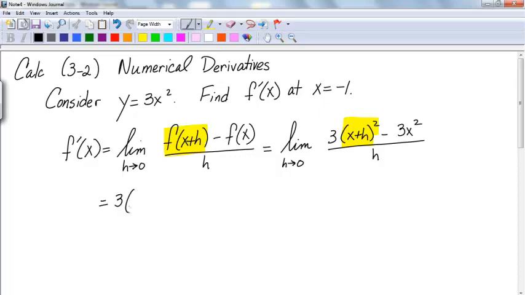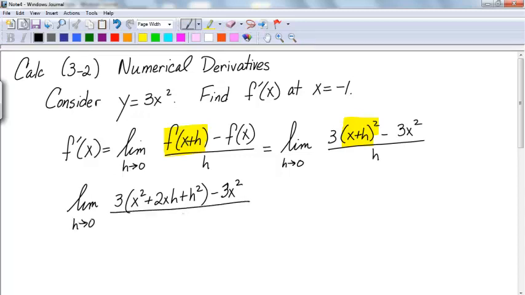So leave the 3 out front. When you square that, you should get x squared. Square the first one, multiply them together, xh, and double it, 2xh, and then square the last term, h squared, and then minus 3x squared. Whoops, I left out the limit symbol. Hang on. You need that limit symbol, that notation. That's my fault. And it's all over h as h goes to 0.